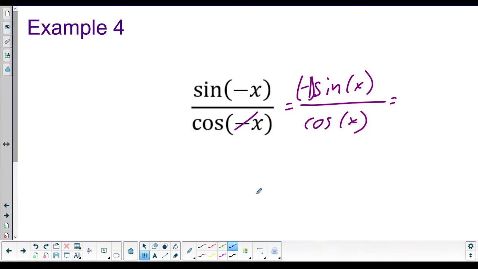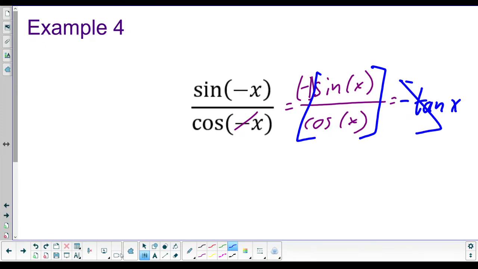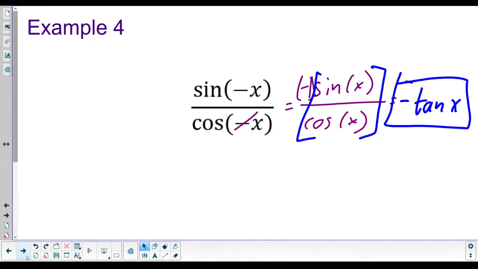Okay, let's ignore the negative 1 for a second. What is sine over cosine? Tangent. So we have negative 1 tangent of x. Oh, that's not what I wanted. Back up. Put a box around that. So this thing can be written as negative tangent of x, which is maybe handy. So there we go. That one's kind of fun.